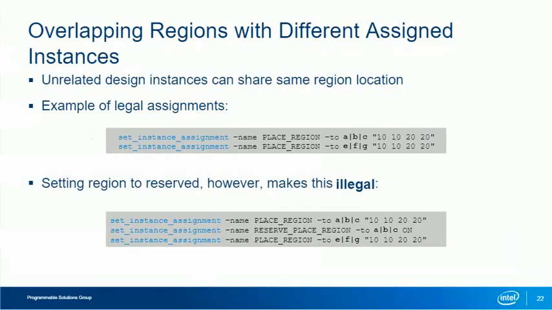It is perfectly legal to place instances of unrelated logic in the same region location. The first example illustrates this. Of course, the region would need to be large enough to contain the logic from both instances. However, if a region is reserved, overlapping regions are not allowed and the tool generates an error. In the second example, the ABC region is now reserved, so the EFG region cannot be placed on top of it.